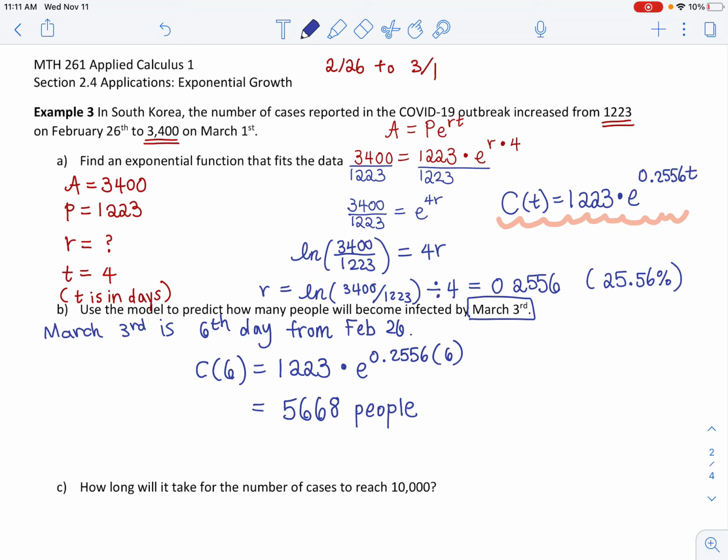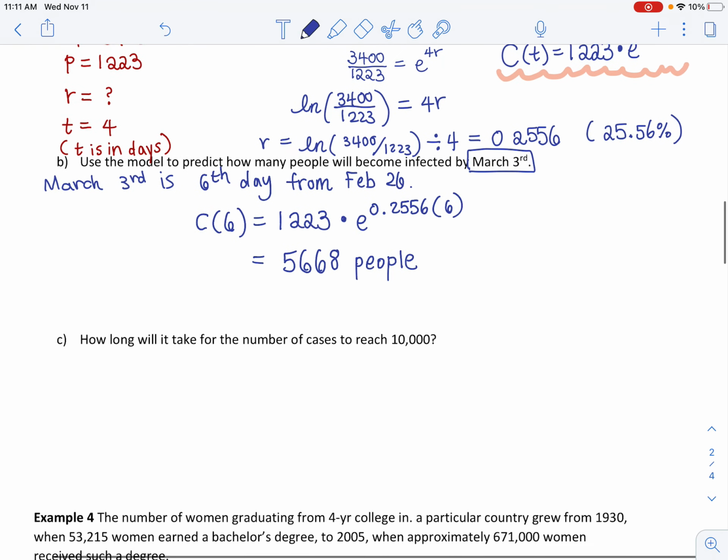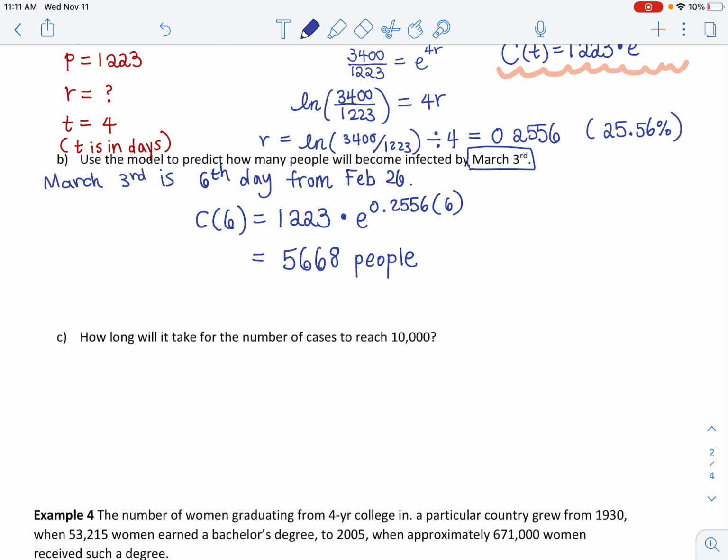Back then, my students and I were like, oh my goodness, that number is big. But compared to what's happening in November of 2020, this number is just a cute number, huh? All right, let's keep going.